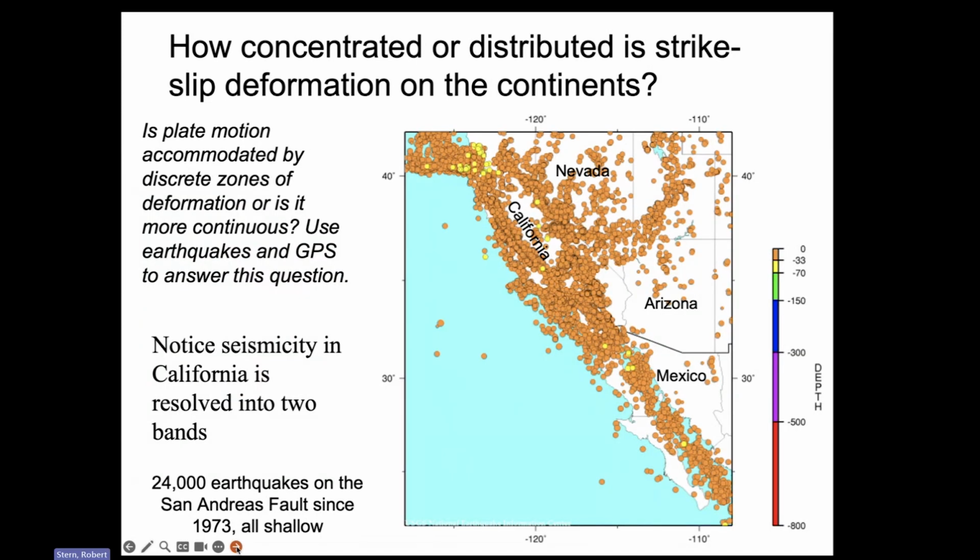So here's an example of the concentration of strain along the San Andreas fault system. These are all of the earthquakes. And you can see that there's not a single line where the San Andreas fault system is. It's actually distributed into two bands. There seems to be something that's not getting disrupted in the middle, which means it must be strong.